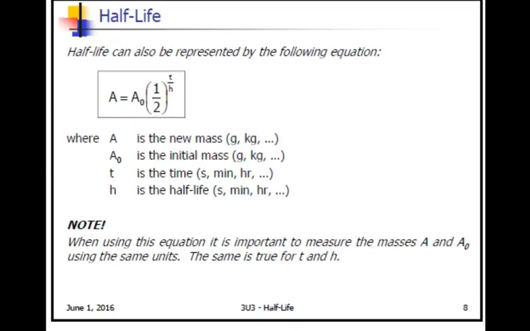Please copy this down. This is your half-life equation. A equals A naught times 1/2 to the power of T over H, where T is your time, H is your half-life, and the time and the half-life have to be in the same units. Your material could be in any type of mass measurement, grams, kilograms, or whatnot.